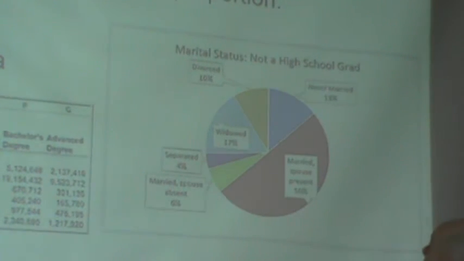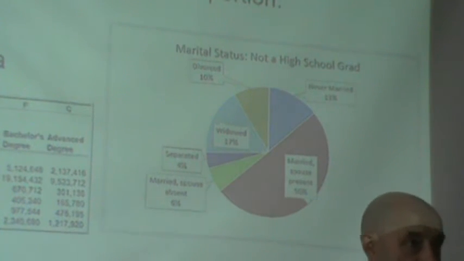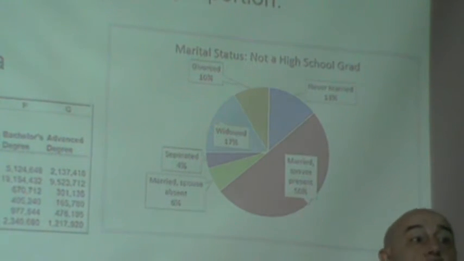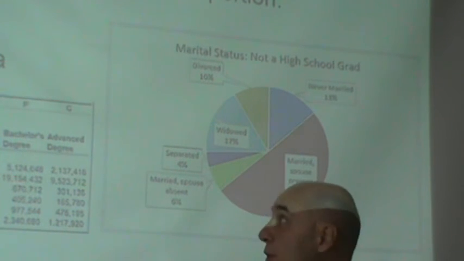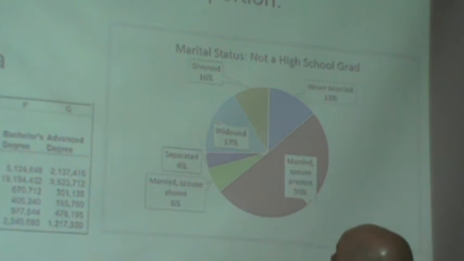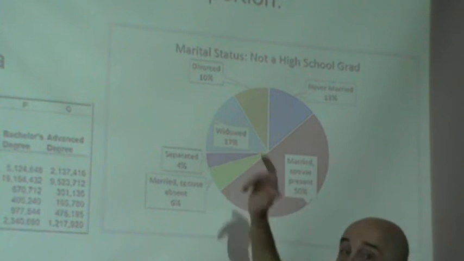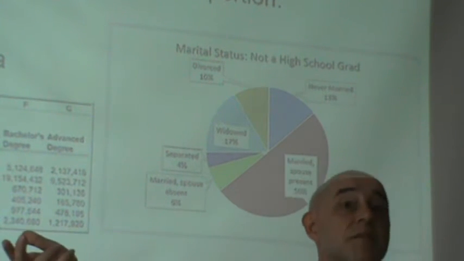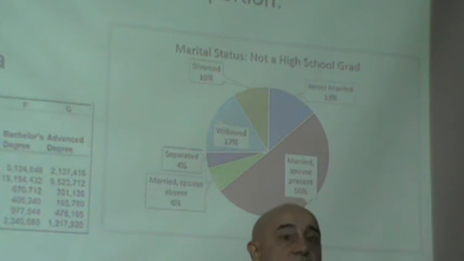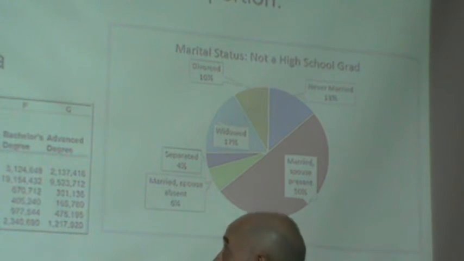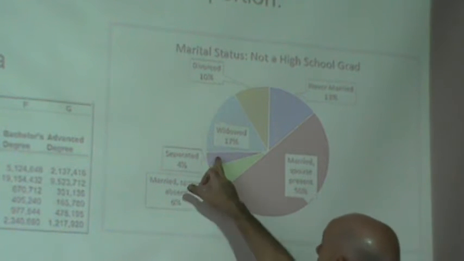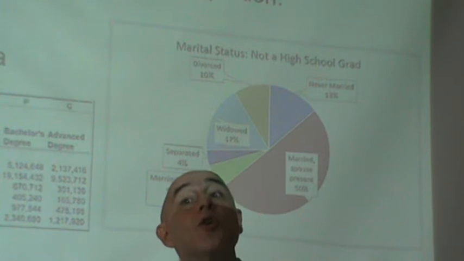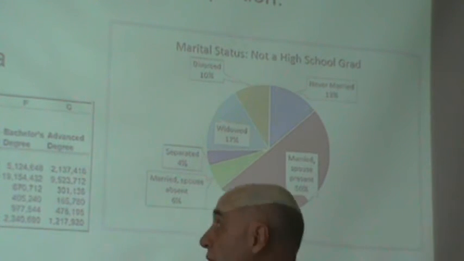married are just about 50%. Next, never married, about 30%. Divorced, about 10%. Widowed means the husband died, maybe sick, maybe accident, or the wife died, again, maybe sick, maybe accident. Separated means they're still married, but they don't live together anymore.